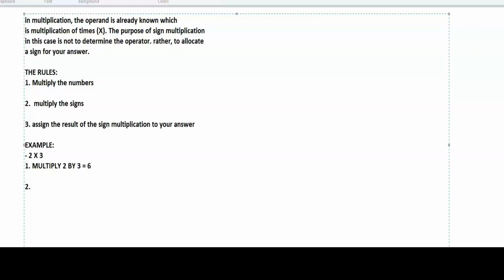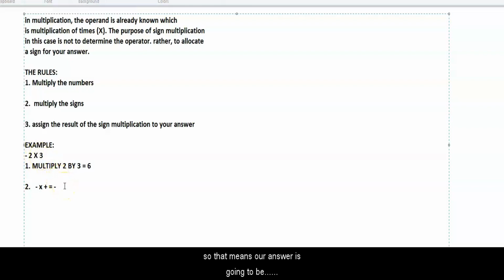Then multiply the signs. That should be a minus multiplied by plus, which gives us minus. 2 is minus, 3 is plus. Take note here: the sign for 3 is plus, not times. The times is the operator and not the sign of 3. Times is not a sign. It's an operator. Okay, we get a minus.